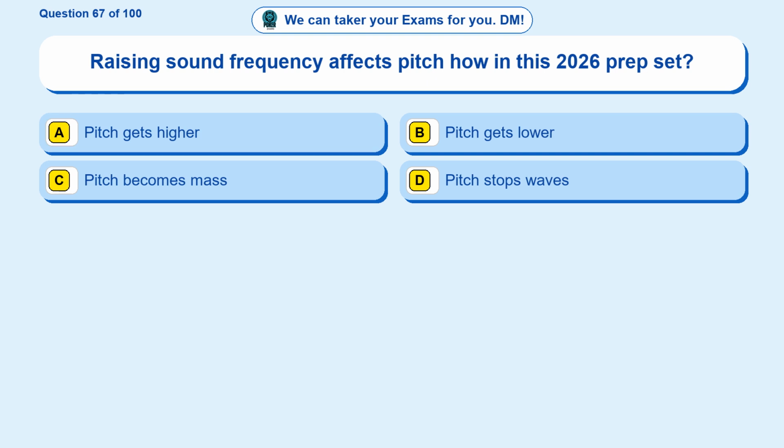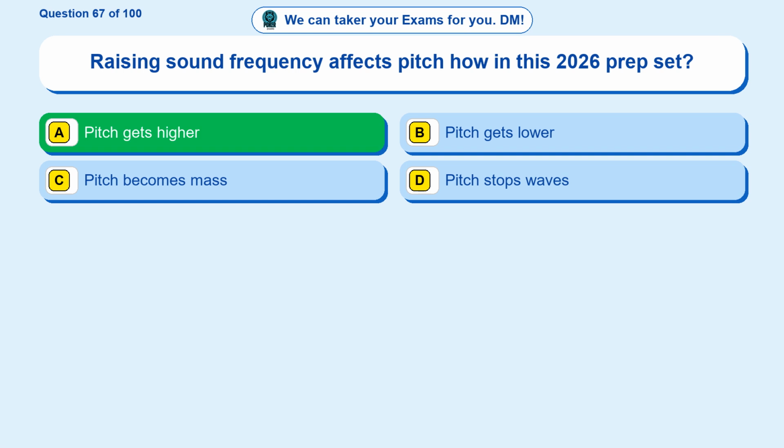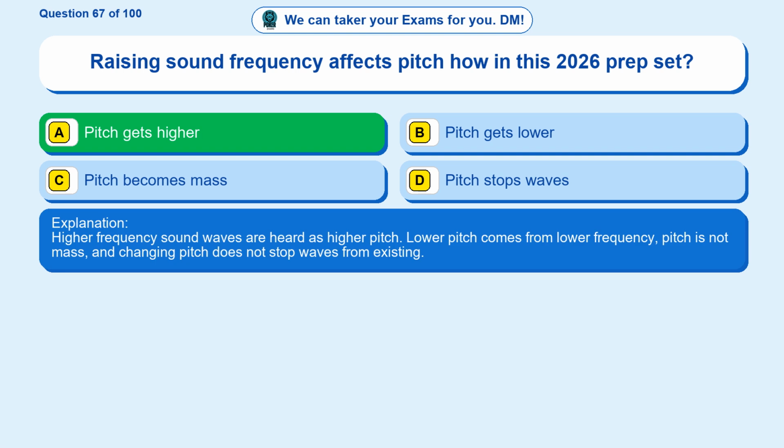Question 67. Raising sound frequency affects pitch how in this 2026 prep set? Option A, pitch gets higher. Option B, pitch gets lower. Option C, pitch becomes mass. Option D, pitch stops waves. The correct answer is option A, pitch gets higher. Higher frequency sound waves are heard as higher pitch. Lower pitch comes from lower frequency, pitch is not mass, and changing pitch does not stop waves from existing.